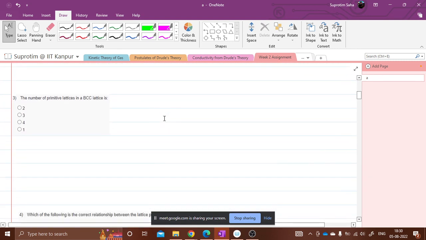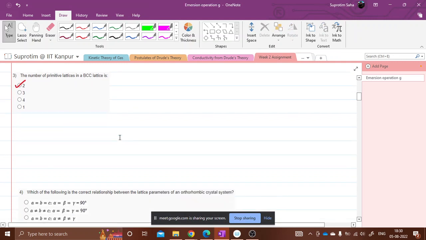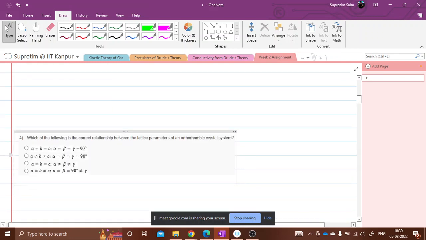So now, the number of primitive lattices in a BCC lattice is, and these are the two unique choices that you can get to get a primitive unit cell. So the correct answer would be, there are two primitive unit cells in a BCC lattice. You can construct two primitive unit cells. So 3 questions are done.